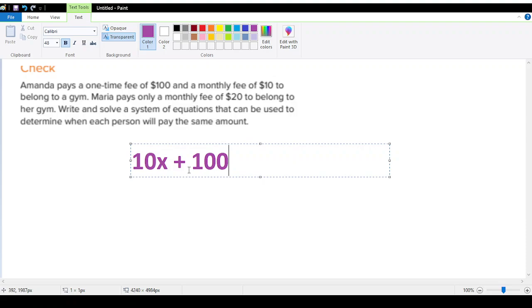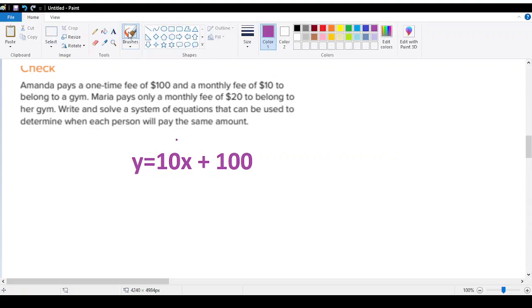Because the 10 is the monthly fee. Yeah, correct. And the 100 should be paid only one time. So this is the first equation. I'm going to say that y equals this thing. Now let's go to the second equation.